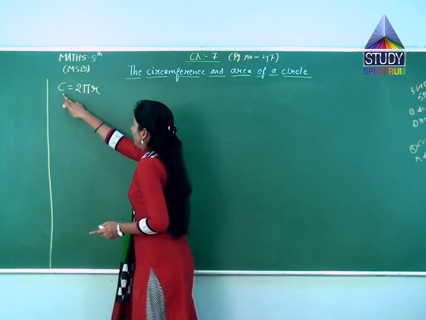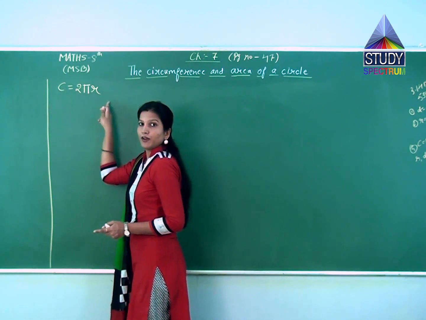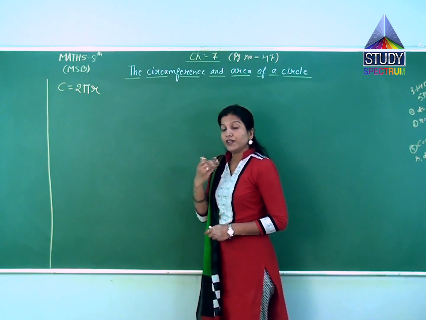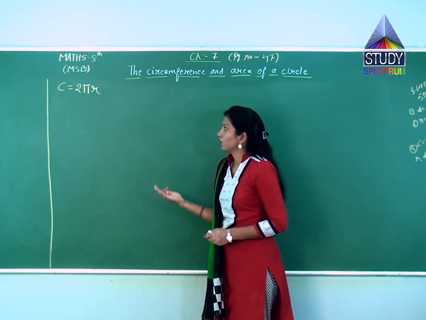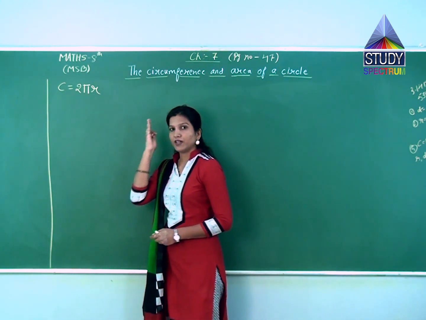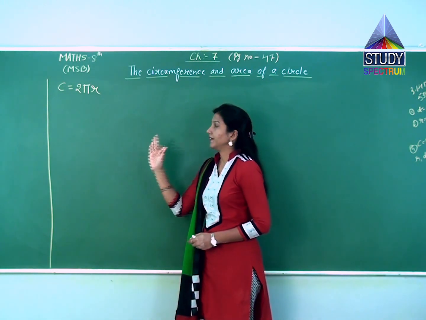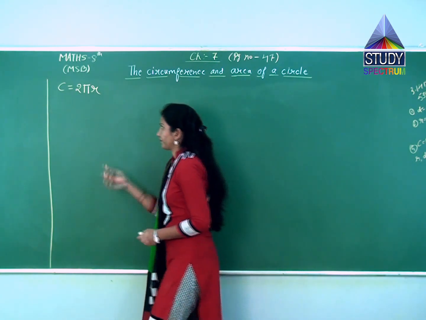Now, here we are having this formula. Now, in which different ways we can show the relationship between the diameter, the circumference, and radius?